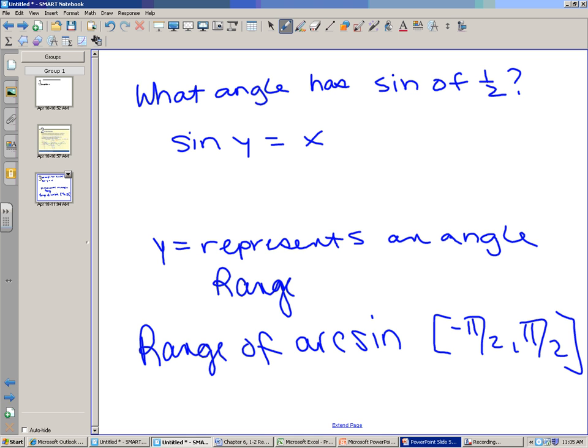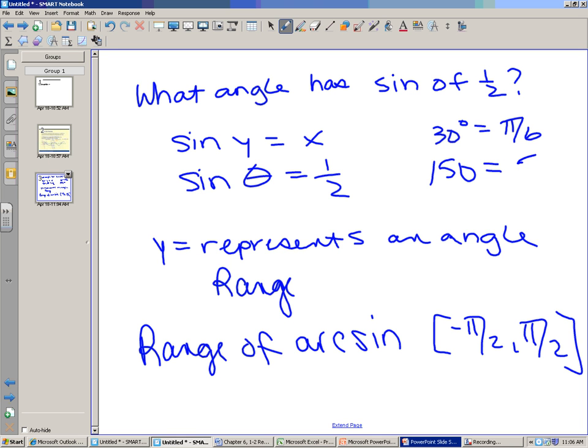So now I'm looking for an angle whose sine is equal to 1/2. So what is theta, which is y? So tell me, look at your unit circle. What angle has a sine of 1/2? Well, that's 30 degrees, okay? Is 30 degrees the only angle that has a sine of 1/2? What other angle has a sine of 1/2? What is it? 150, which is going to be 5 pi over 6.